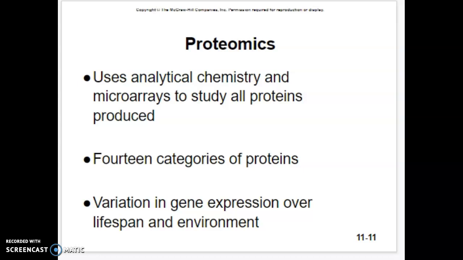Another way we figure out what kind of proteins are made is through a process called proteomics. This is a really up-and-coming field. You may want to look more into that later. But basically, the idea is that you're looking at what proteins are made over your lifespan and what environment you're in.